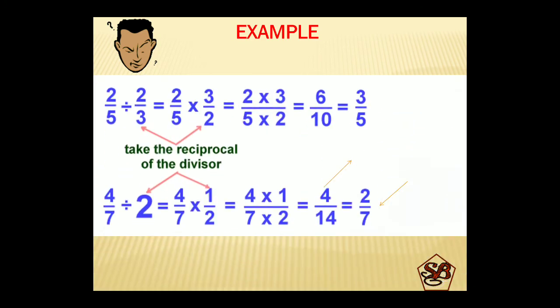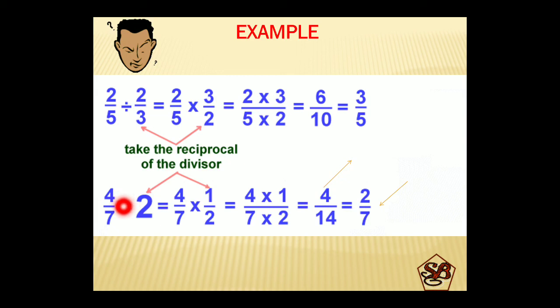Let's take examples of this also. 2 by 5 divided by 2 by 3. Step 1, the first fraction we write as it is. Step 2, the division sign is converted to multiplication sign. Step 3, we reciprocate the second fraction, that is the divisor. 3 by 2. Instead of 2 by 3, we write it as 3 by 2. Now multiplying the numerators, 2 into 3 is 6, 5 into 2 is 10. Now 6 by 10 is not in the simplest form, so we reduce it further. The final answer is 3 by 5.